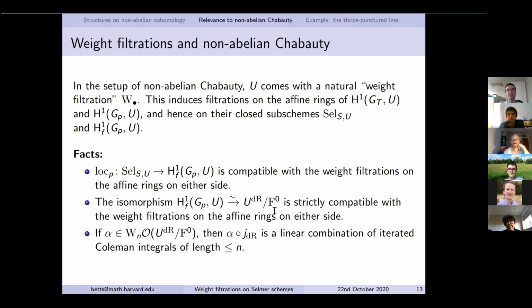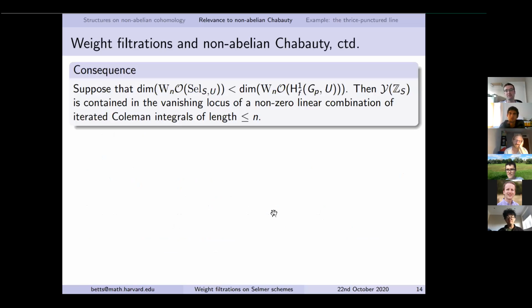Yes, but with these three facts, you can slot these into exactly the same argument we did on the previous slide for non-abelian Chabauty, and you can obtain a slightly more precise, or different, statement of the main theorem of non-abelian Chabauty. It looks of this shape.